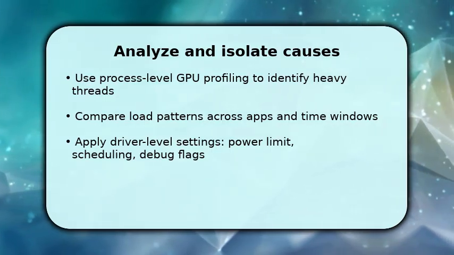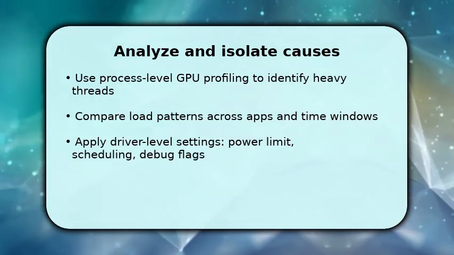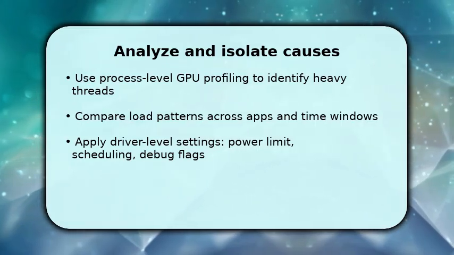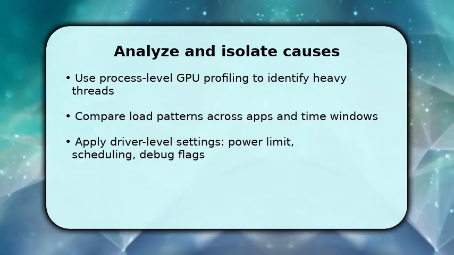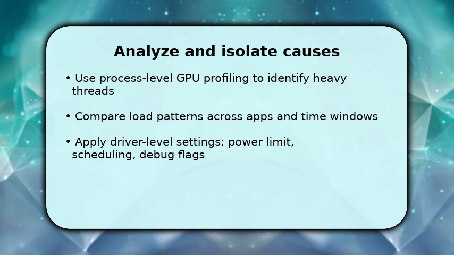Once you see the culprit, experiment with driver-level controls. Adjust power limits, switch scheduling modes, and toggle debug flags to test impact. Make one change at a time so you can attribute behavior shifts. Record each test result for repeatability and rollback if needed.